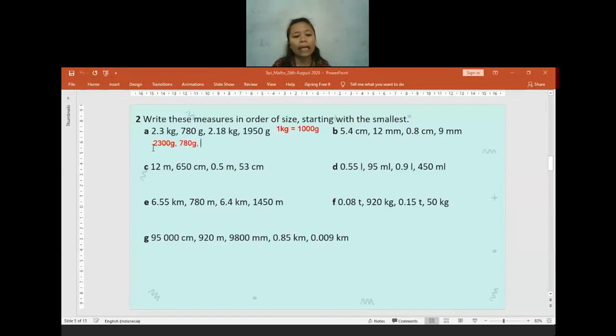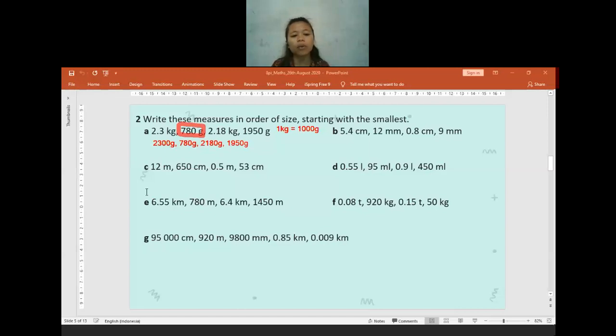For 2.18, we multiply it by 1000. So it will be 2180 gram. While the 1950, it will stay as it is because the unit is already in gram. So now we have to order it starting from the smallest. Among these numbers, we pick which one is the smallest one. The smallest is 780 grams. So we write it starting from 780. So the answer will start with 780.